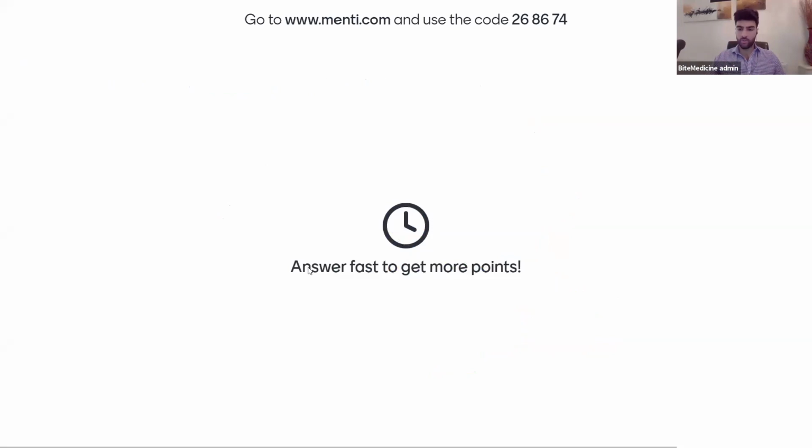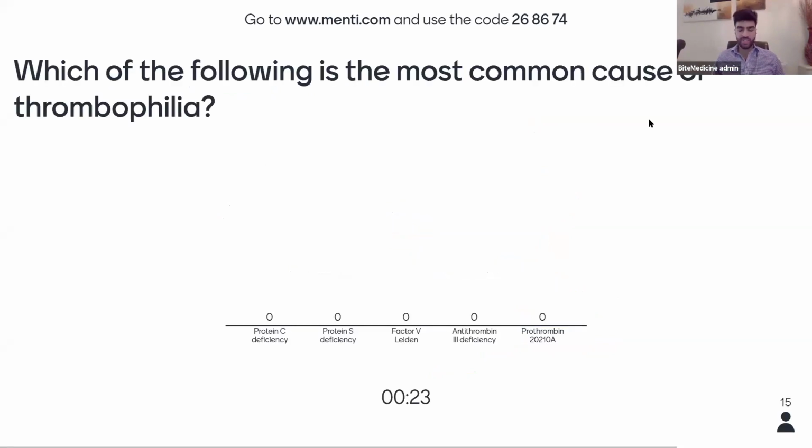So the quicker you answer, the more points you get. Which of the following is the most common cause of thrombophilia? Protein C deficiency, protein S deficiency, factor V Leiden, antithrombin 3 deficiency, or prothrombin 20210A? I don't think this question is too difficult, actually. So I'm expecting a lot of you will get the answer right.